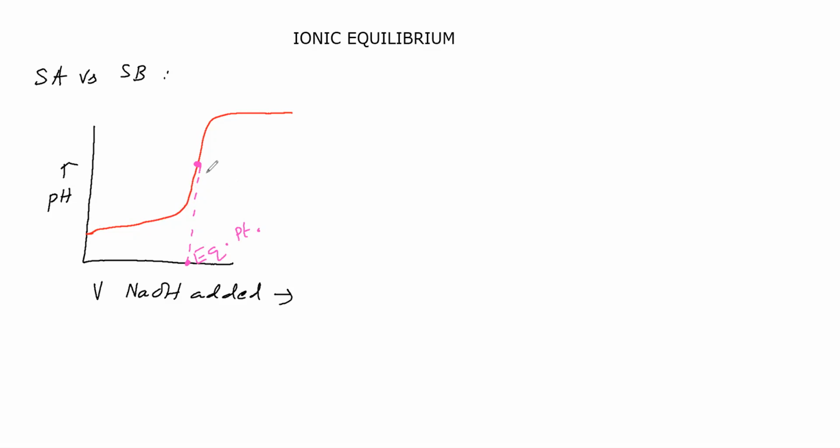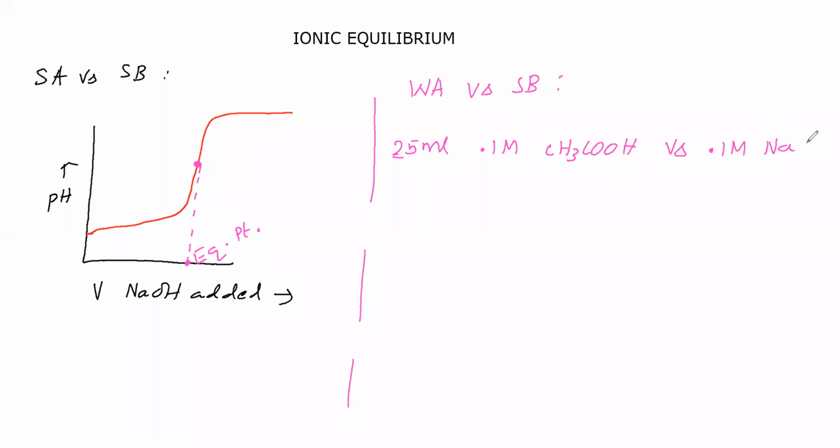Next we will go for weak acid versus strong base titration. Weak acid we will take, 25 ml of 0.1 molar acetic acid. This we will titrate with a strong base, that is 0.1 molar sodium hydroxide. Okay.